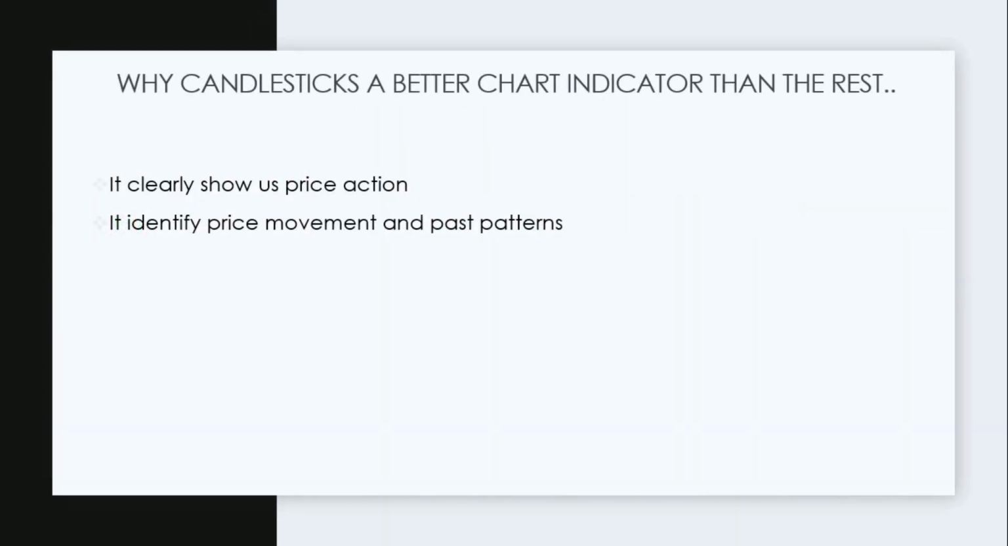Why are candlesticks a better chart indicator than the rest? As we have shown you in the last slide, there are two other types: the bar chart and the line chart. So why does the candlestick stand out the most? Because it shows us the price action. The other two don't show us price action, or one of them does and the other doesn't. But candlesticks show us clear price action, what the price is doing. That's what we mean by that. It identifies price movement and past patterns.